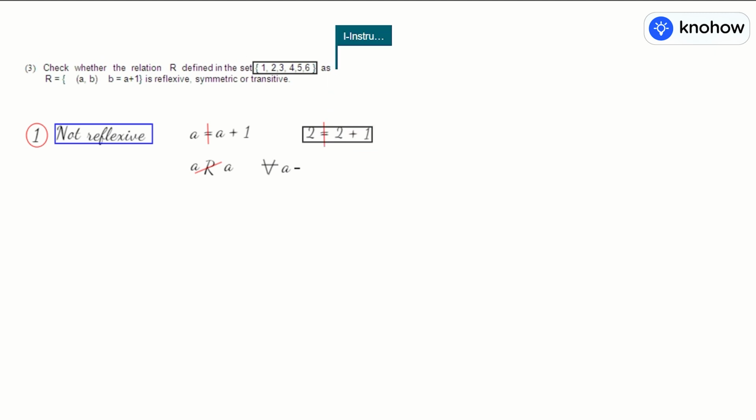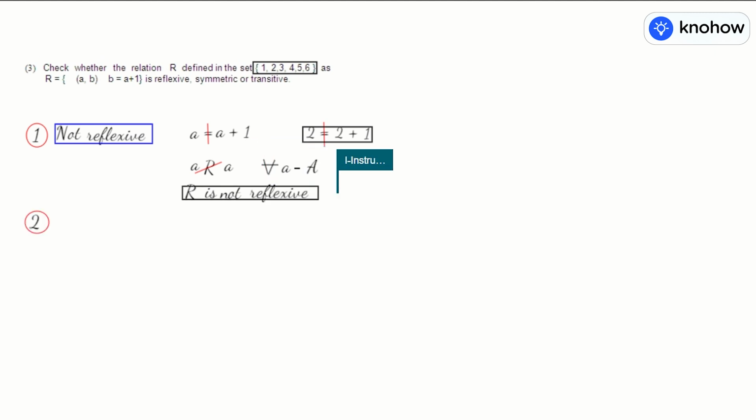This is set A. So A does not belong to A for all a belonging to A. So we can say that the given relation is not reflexive. And now second, to check symmetric. It is also not symmetric. We'll see that it is not symmetric.